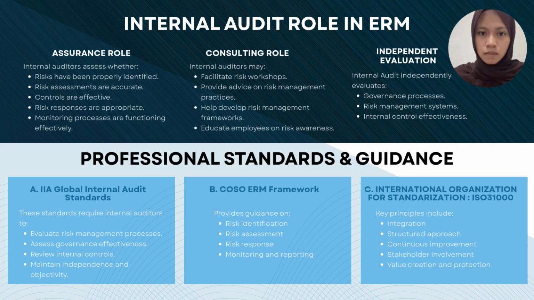The next topic is professional standards and guidance. The work of internal audit is guided by several professional standards. The first one is the IIA Global Internal Audit Standards. This standard requires the auditors to evaluate the risk management process, assess governance effectiveness, review internal controls, and maintain independence and objectivity. The second one is the COSO ERM framework. This framework provides guidance on risk identification, assessment, response, monitoring, and reporting.